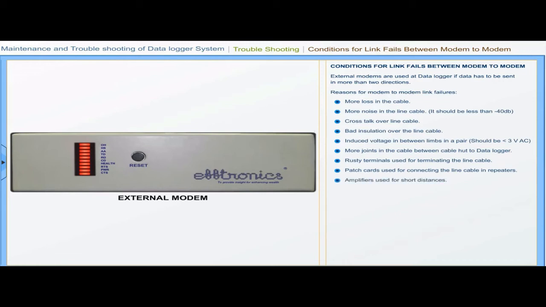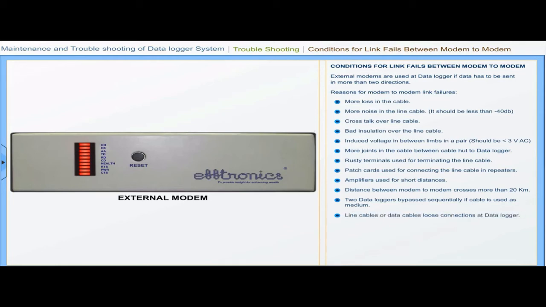Amplifiers are used for short distances. The distance between modem to modem crosses more than 20 km. Two data loggers are bypassed sequentially if cable is used as the medium. Line cables or data cables lose connections at the data logger. The dual modem card is not inserted properly with the motherboard in the data logger.